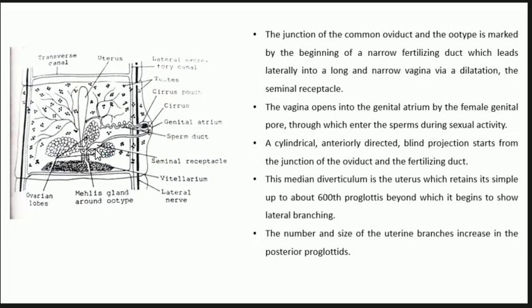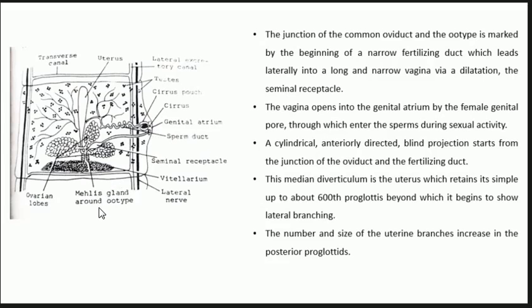Okay, now the junction of the common oviduct and the ootype is marked at the beginning of the narrow fertilization duct, which leads into the long narrow vagina. Okay, via a dilation, the vagina opens into the genital atrium by the female genital pore, through which the sperms enter during sexual activity. So as you can see, it goes towards the genital atrium. This is the seminal receptacle. Okay, and it goes towards the genital atrium, where the fertilization may take place.